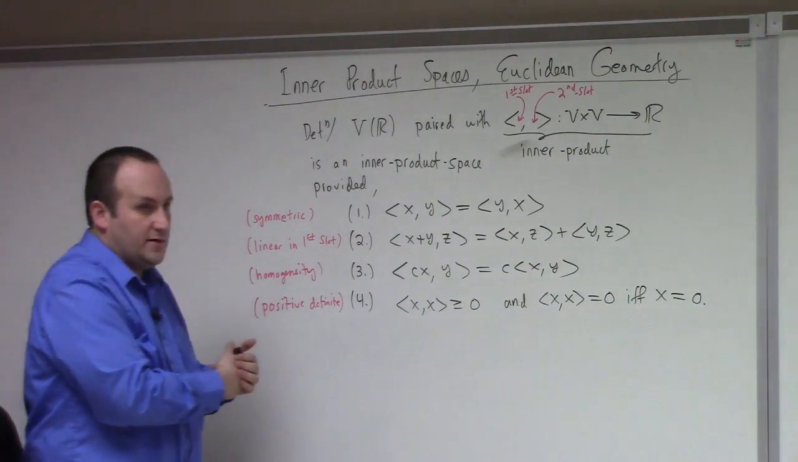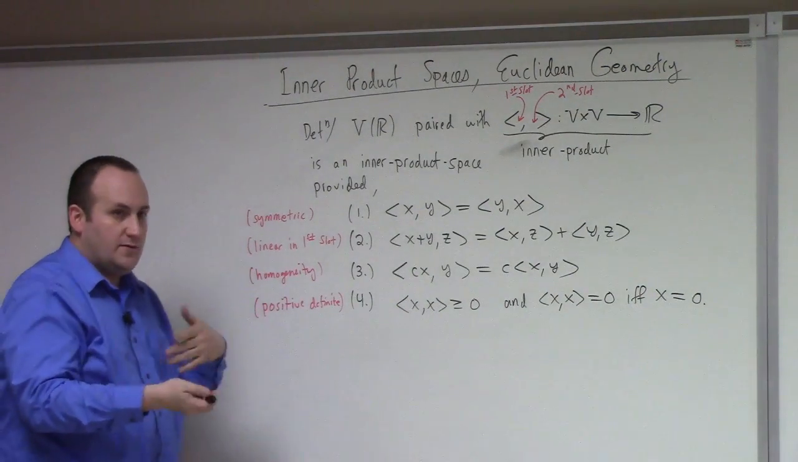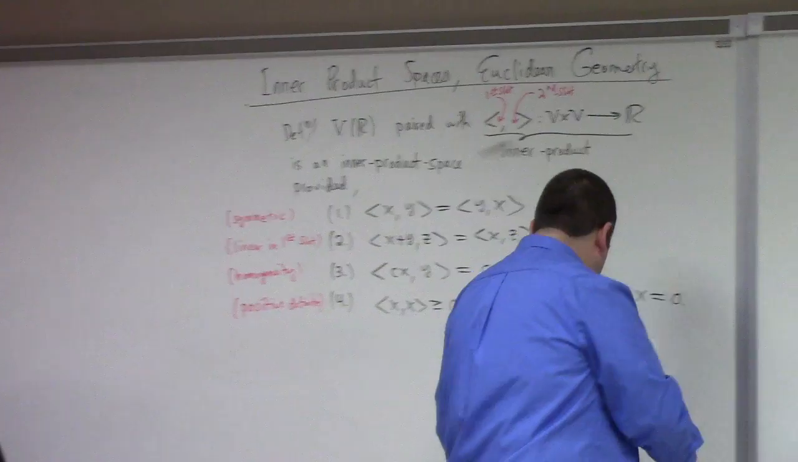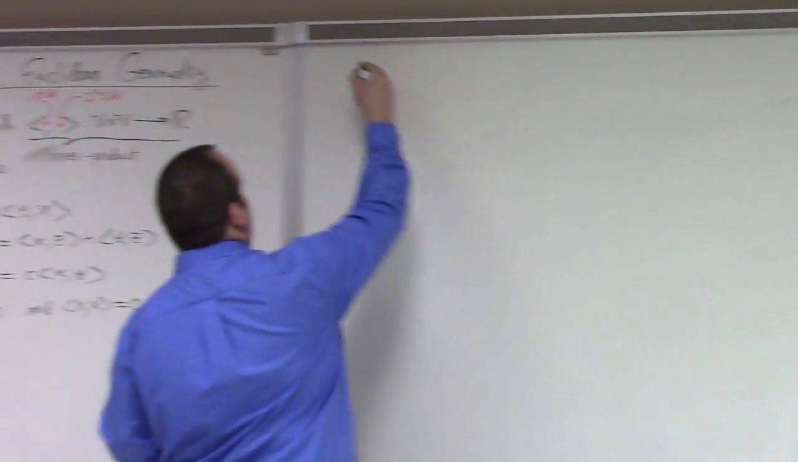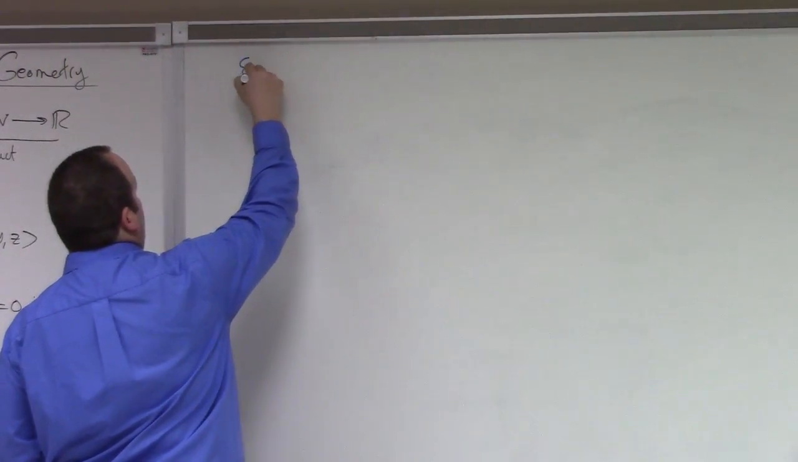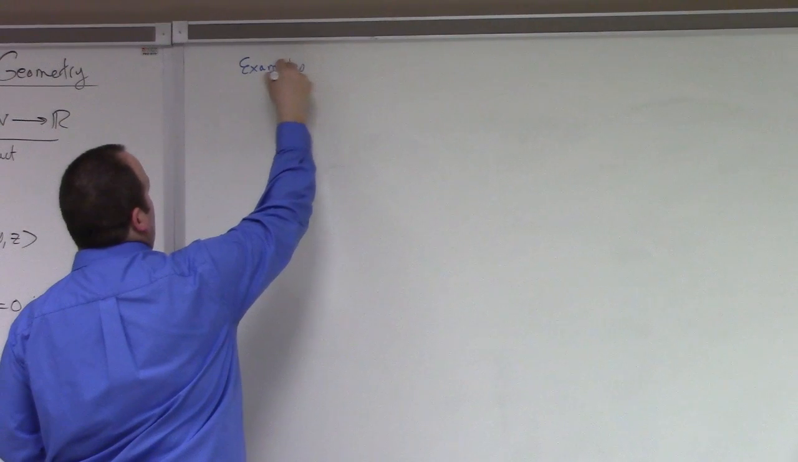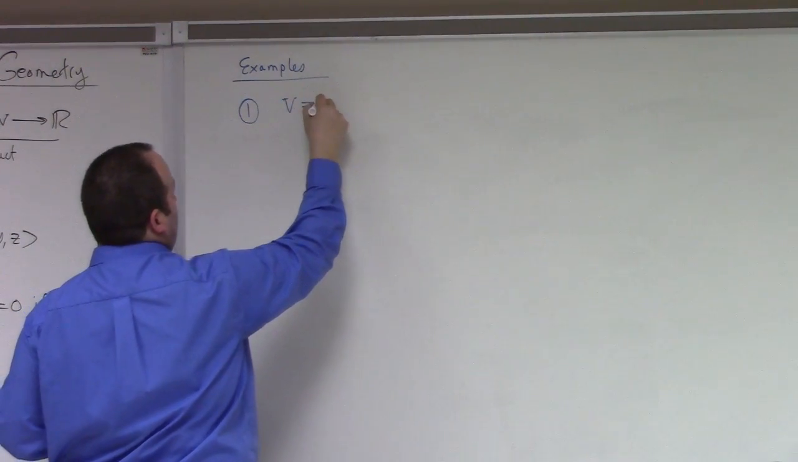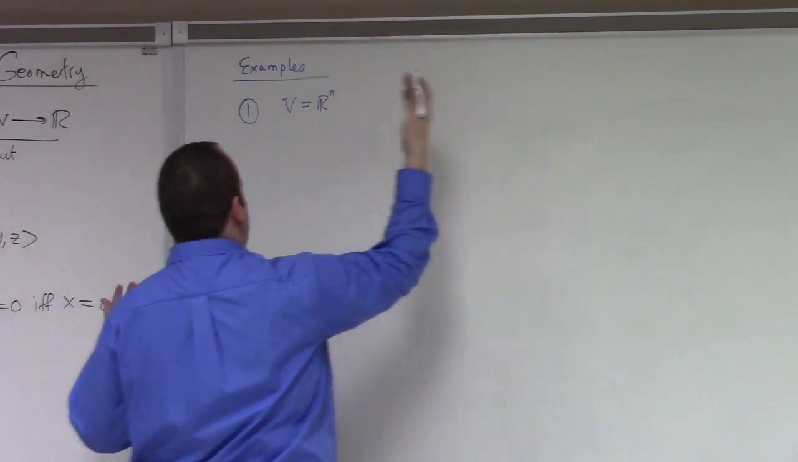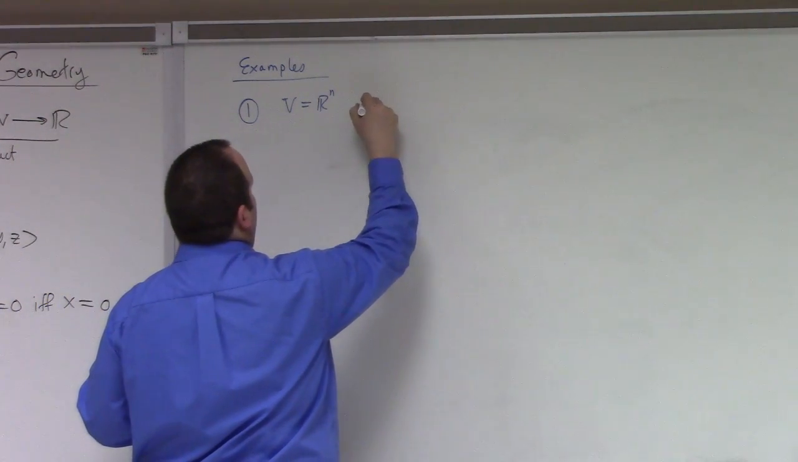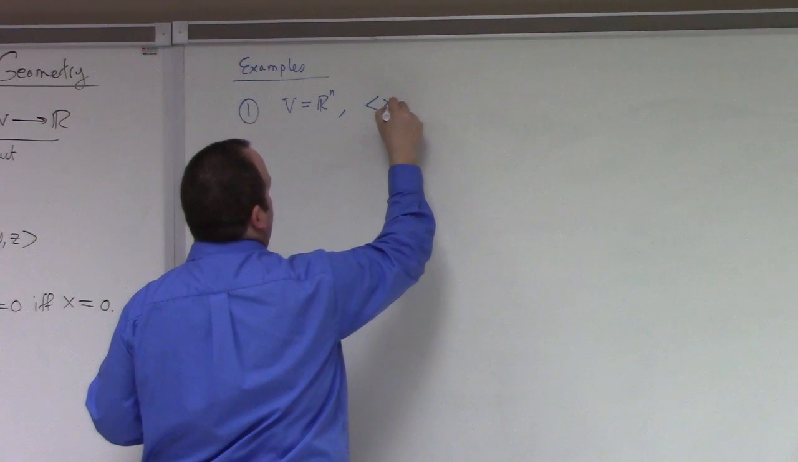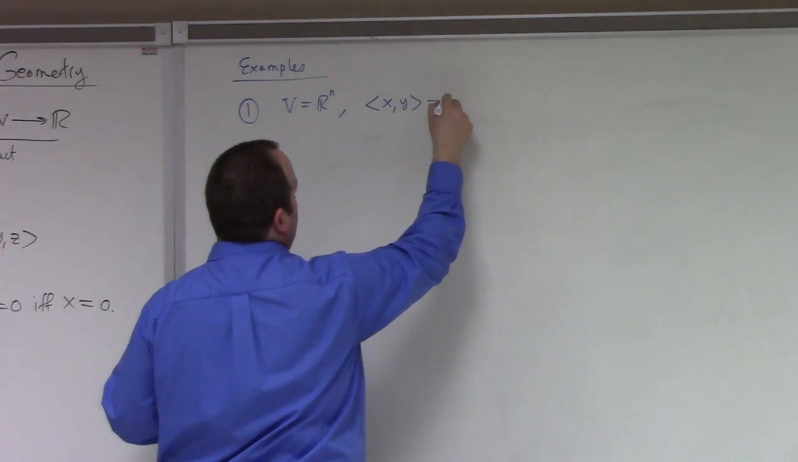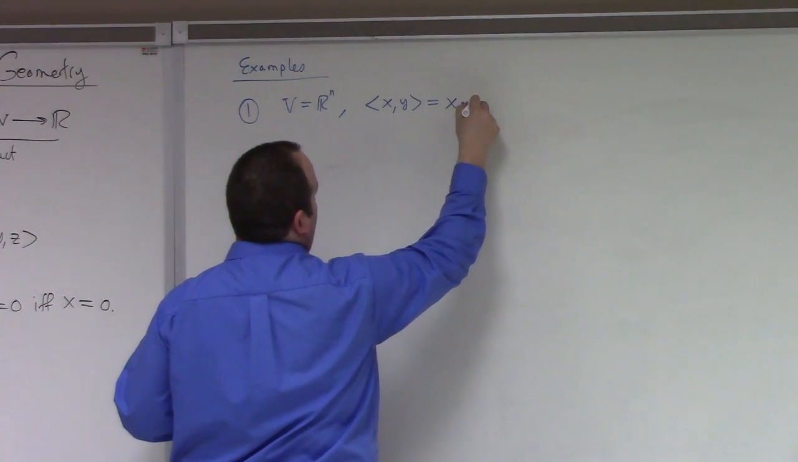Now before I do that, though, let me just give you a couple of examples. The quintessential example, the thing that this is all built over, is just Rn. If we take V equal to the reals, Rn, that's a real vector space, and the inner product of x and y, guess what? It's just equal to x dot y.